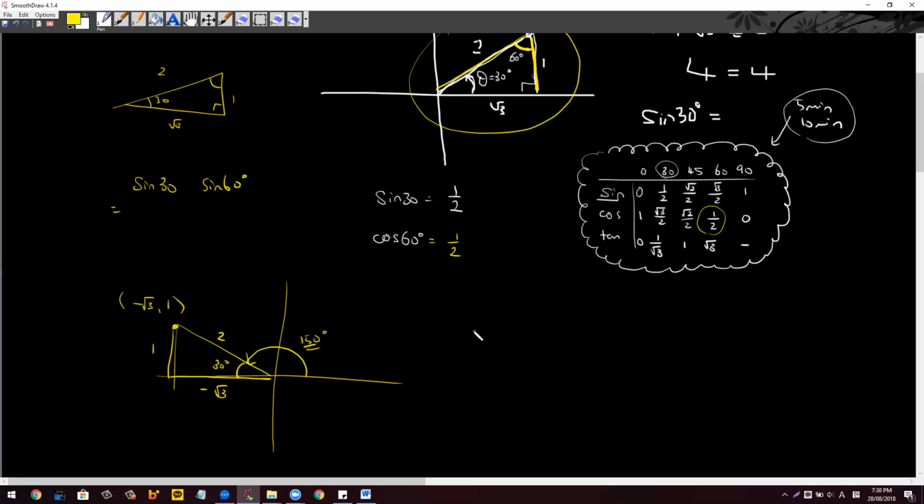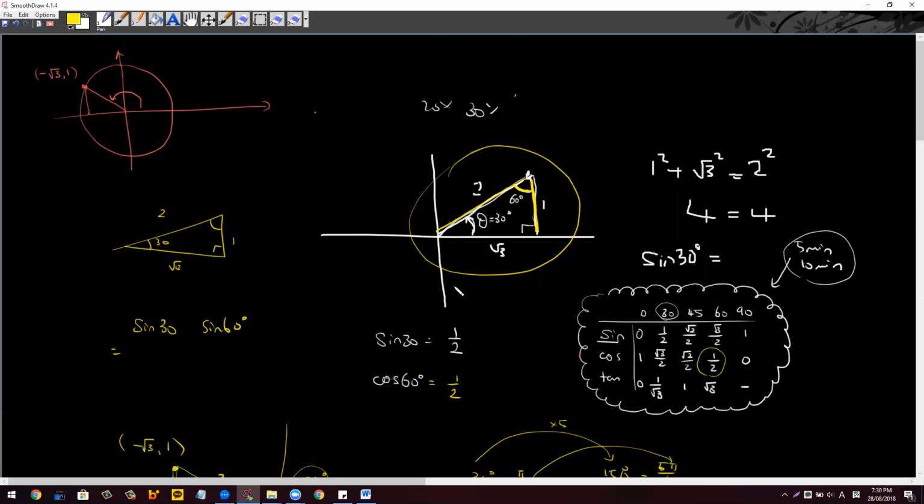150. So we know that 30 degrees is pi over 6, so therefore 150 is equal to 5 times this one, right? So 5 times pi over 6 is 5 pi over 6, like that. Okay, so that's the end of that question.